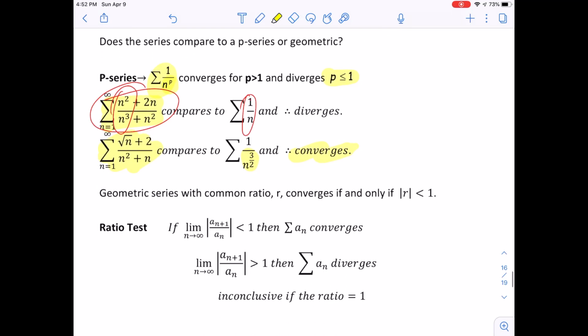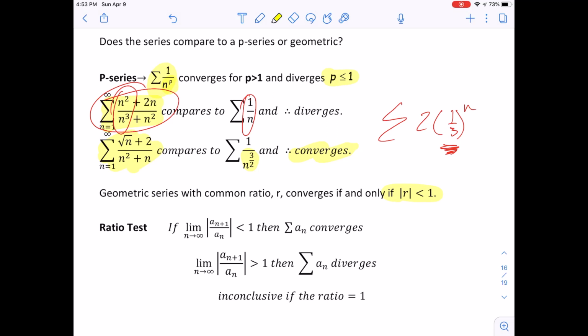Now, if we see that we have a geometric series, geometric is going to look like exponential functions. So you'll have something like 2 times 1/3 to the n, or something along these lines, where you've got some sort of exponential function where this exponential base is the common ratio. That is what we're multiplying each time to get the next term. If the absolute value of that number is less than 1, then that series converges, right? And that's the only way that series converges.